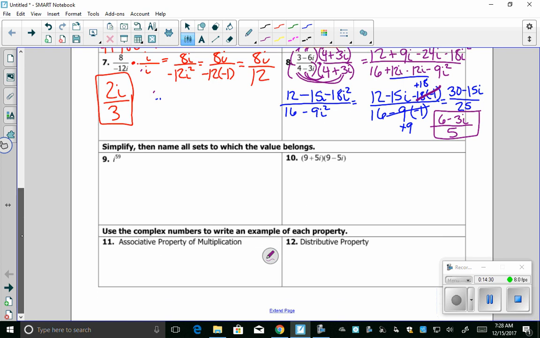Number 9 says to simplify and then name all the sets to which the value belongs. Remember, for number 9, I said all you have to do is take this number, 59, and divide by 4. When you divide 59 by 4, you get 14.75. I couldn't care less about the 14. I just want to know what this decimal place is.